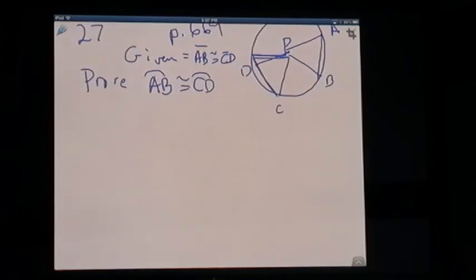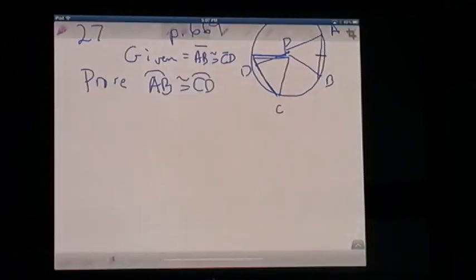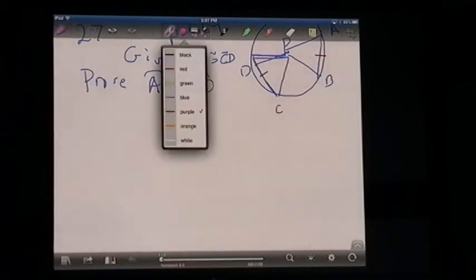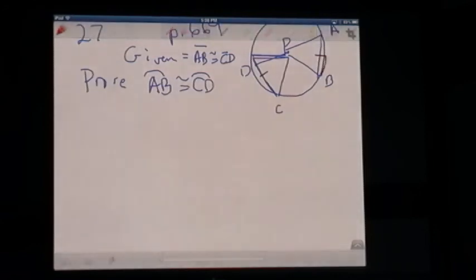So we're going to mark what we know. It's so important for you to learn to do this. Mark what you know. You know that AB is congruent to CD. Okay, look, and then we're trying to prove, mark what we're trying to prove in red, that arc AB is congruent to arc CD, the arcs.